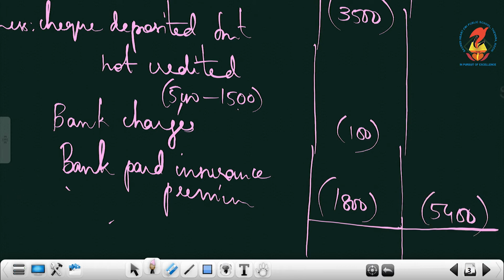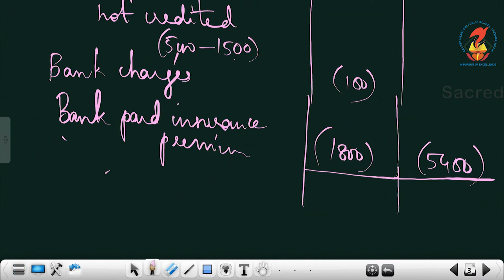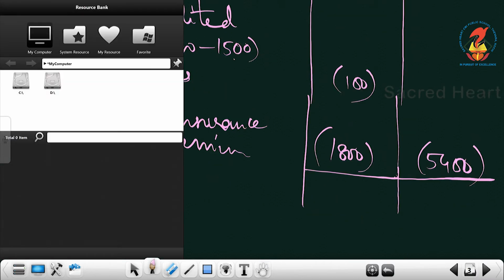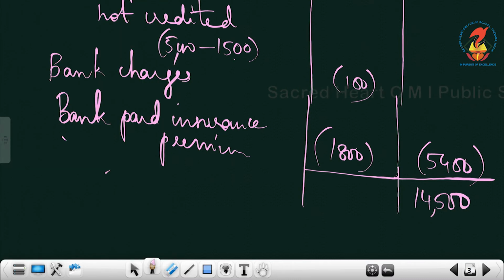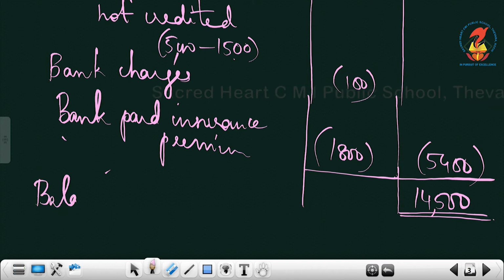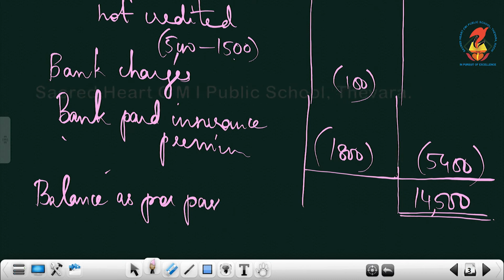Now you find the amount in the outer column, that is 14,500, which will be written as balance as per passbook.